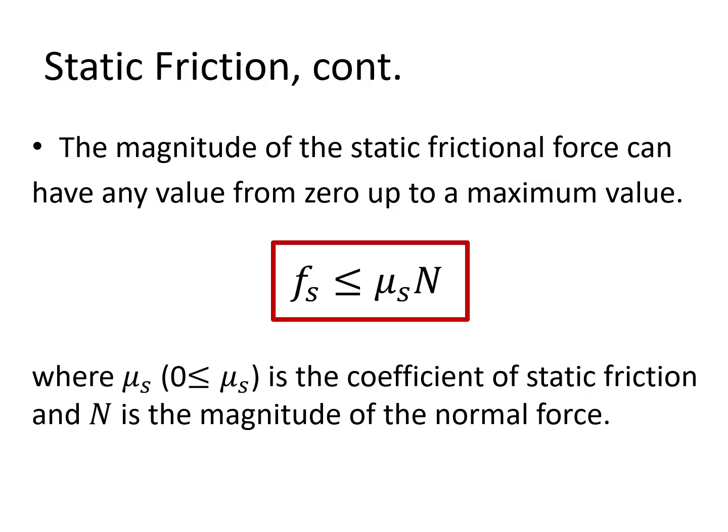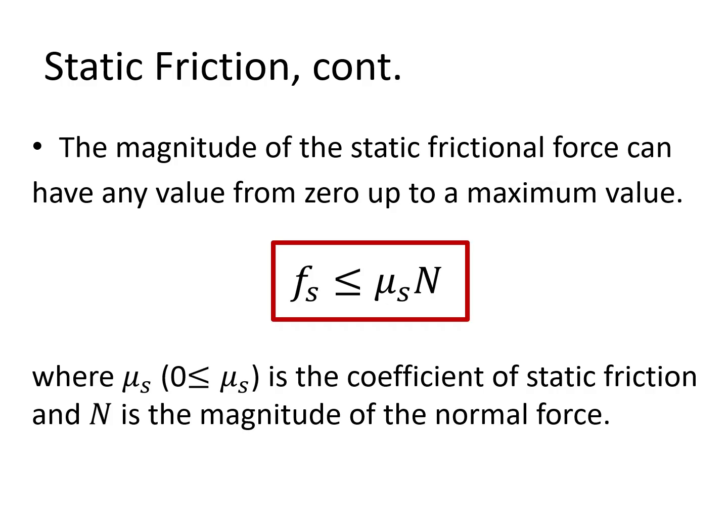If the object only needs 5 newtons of static friction to remain at rest, static friction can be 5 newtons. If the object needs 20 newtons and the maximum static friction is 30 newtons, the object can still remain at rest. But if the object needs more than the maximum value, static friction can no longer hold it in place and the object begins to slide. Once sliding begins, we switch from static friction to kinetic friction.